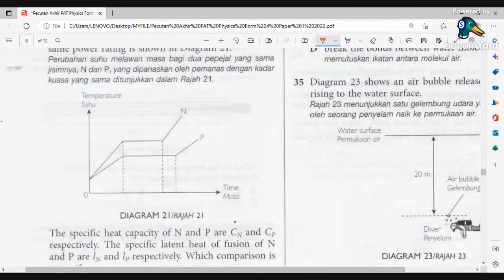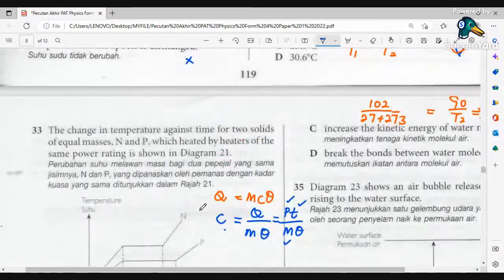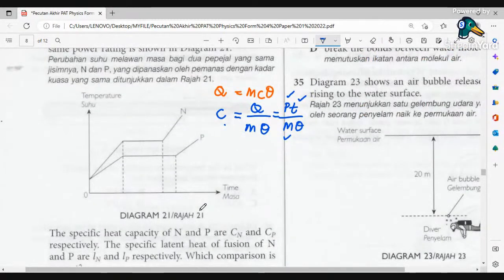Okay, for smaller C, kita tengok balik formula. Q equals mc theta. C equals to Q divided by m theta. Guna heater maksudnya Pt over m theta. Same power, same time taken, same mass. Ada mention tak mass? Equal mass. So means relationship between C and change in temperature is inversely proportional. Smaller C means larger change in temperature.